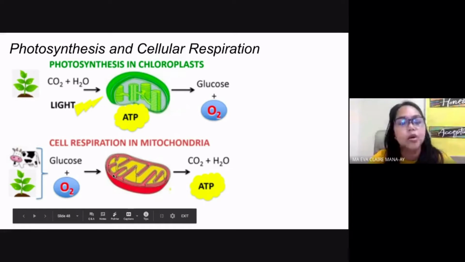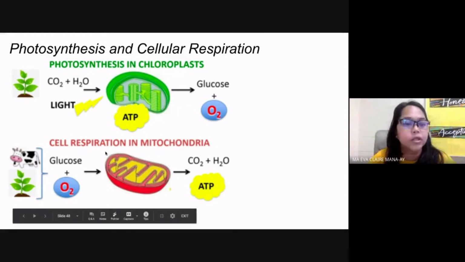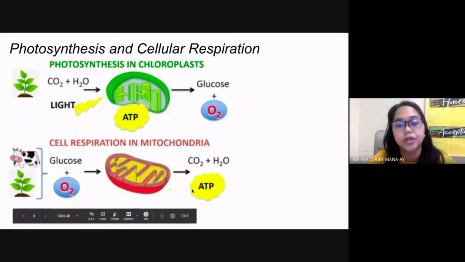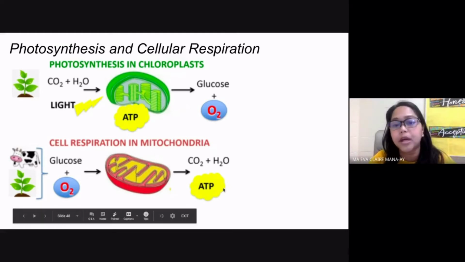Again, as I've mentioned, both animals and plants can do cellular respiration because both of these organisms have mitochondria, the powerhouse of the cell. This is where ATP, the energy of the cell, is produced. Now, the products of cellular respiration are carbon dioxide, water, and of course, ATP. The main goal of cellular respiration is to make ATP.